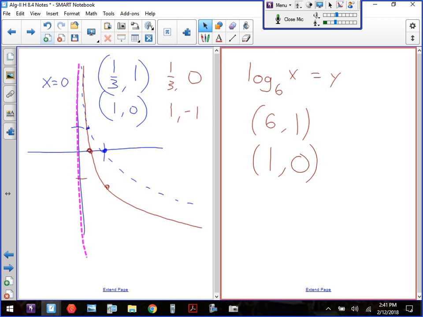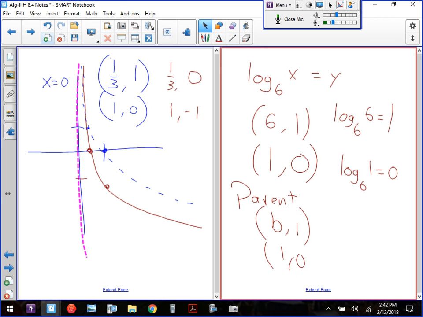One of them will always be at 1 and 0. The other one will be at whatever your base is, and 1. Because of the property: log base 6 of 6 is 1, log base 6 of 1 is 0. By using the properties of logarithms to go back and forth by the 2 quick ones, you get 2 ordered pairs real fast and you know the general direction of your curves, you plot them. So your ordered pairs for a parent function are always going to be b, 1 and 1, 0.